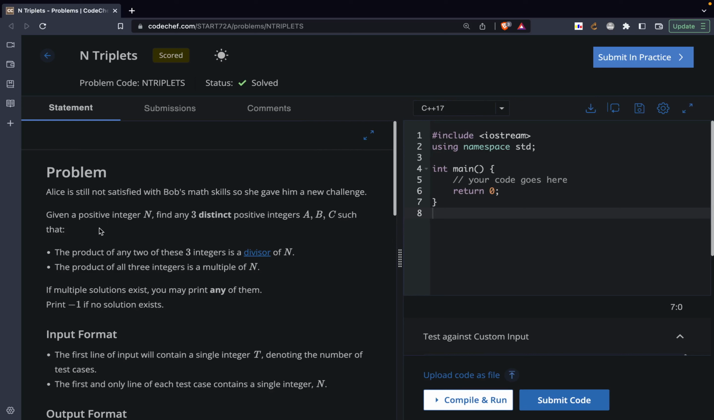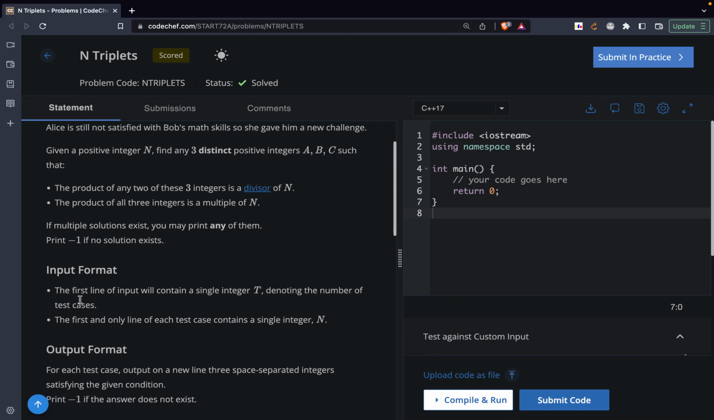We have to find three positive integers a, b, and c such that the product of any two of these three integers is a divisor of n. Also, the product of all three integers should be a multiple of n. If there are multiple solutions, we can print any one of them, and if no solutions exist, we have to print -1.